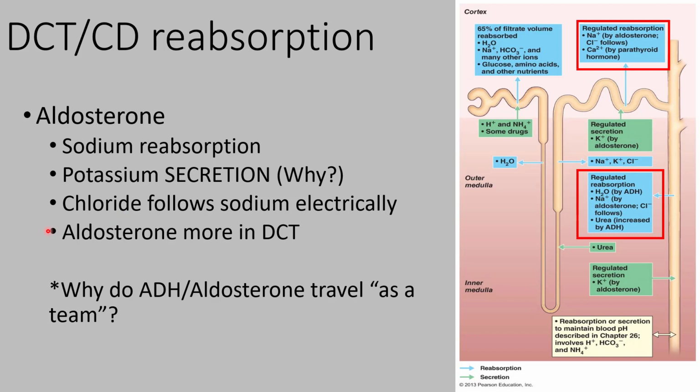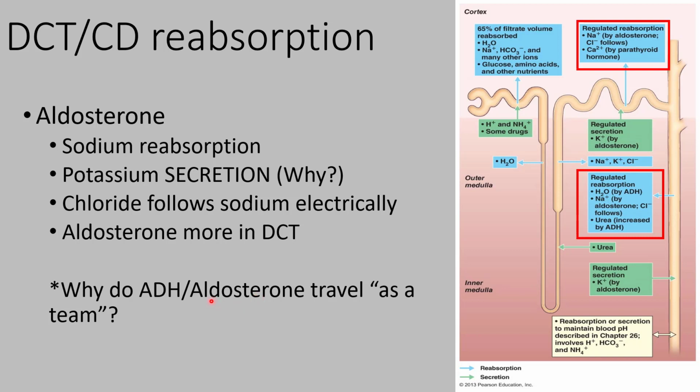Now, we said that ADH has more of an effect in the collecting duct. Aldosterone has more of an effect in the distal convoluted tubule, but it does have a little bit of an effect in the collecting duct. So, kind of a mini thinking cap question. Why do ADH and aldosterone always travel as a team? You never have ADH release without aldosterone, and you never have aldosterone release without ADH. Why is that important?